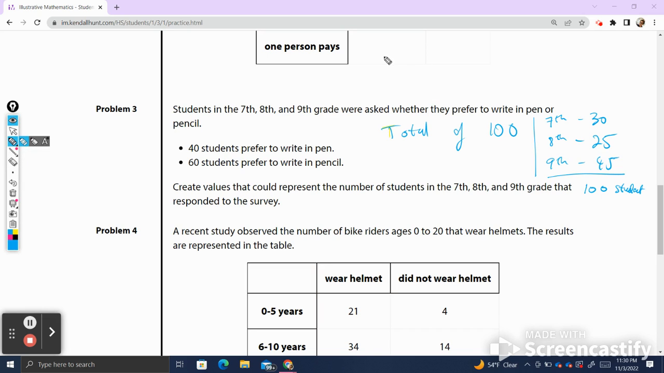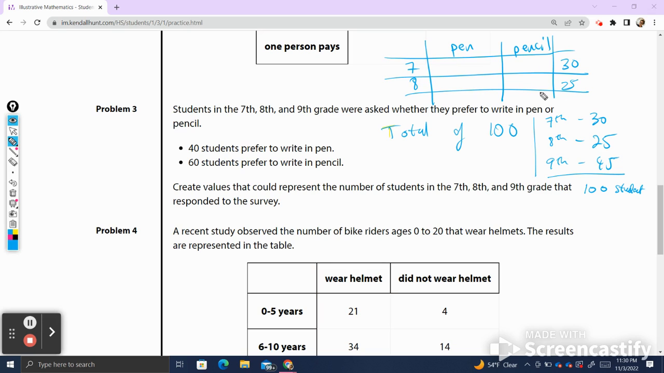It makes the most sense for me to make a two-way table as I'm thinking through this question, because there's just a lot of data. I decided my total 7th graders was 30. My total 8th graders would be 25. And my total 9th graders would be 45.